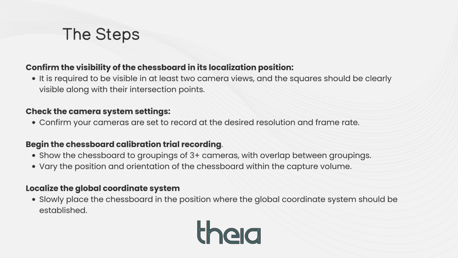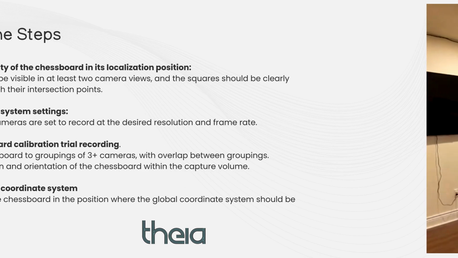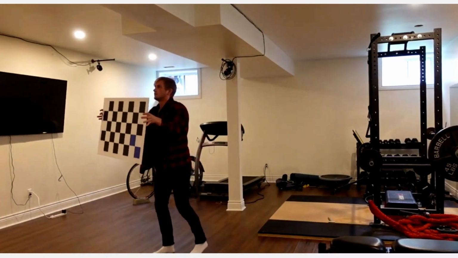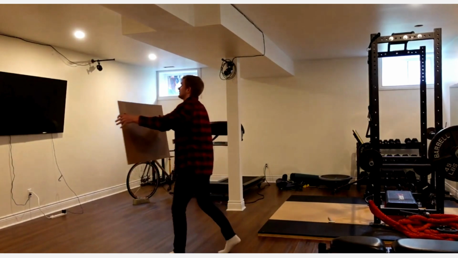Step 4. Localize the global coordinate system. Slowly transition from showing the chessboard to the cameras, to placing it where your global coordinate system will be localized. It should be fully visible in at least 2 camera views in this position. When you are satisfied with the placement and visibility of the chessboard, you can end the recording. This video is a demonstration of what this process should look like, from the perspective of one camera view.